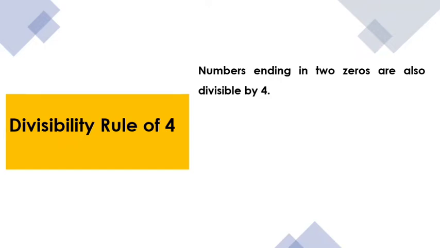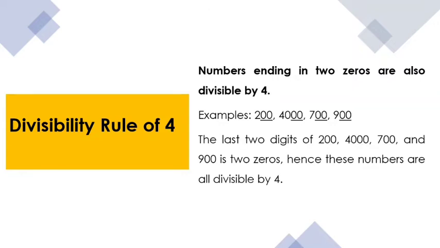Numbers ending in two zeros are also divisible by 4. Examples: 200, 4,000, 700, 900. The last two digits of 200, 4,000, 700, and 900 is two zeros. Hence, these numbers are all divisible by 4.